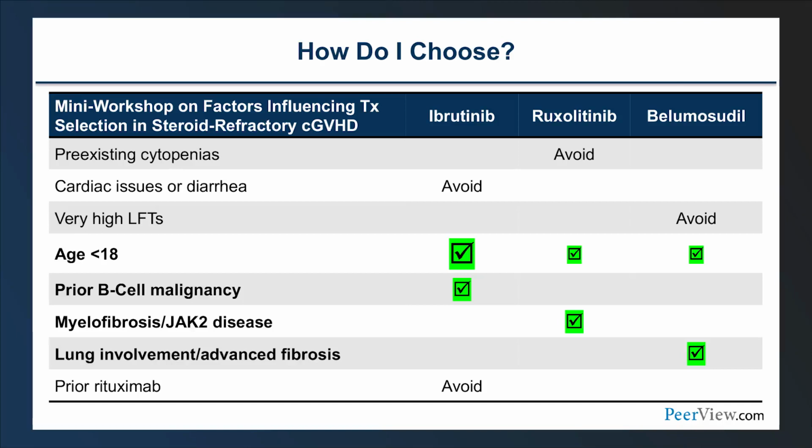I'll give ibrutinib for patients with a prior B-cell malignancy, thinking it might act as a potential anti-tumor agent. And patients who have previously tolerated ruxolitinib for myelofibrosis will often get that. And for those patients who have advanced fibrosis, I do tend to choose Belumosudil, which has the best antifibrotic activity.